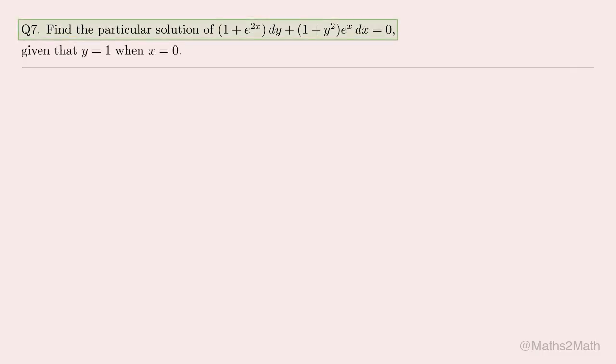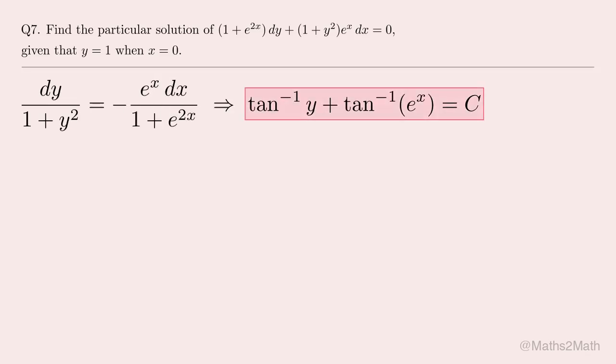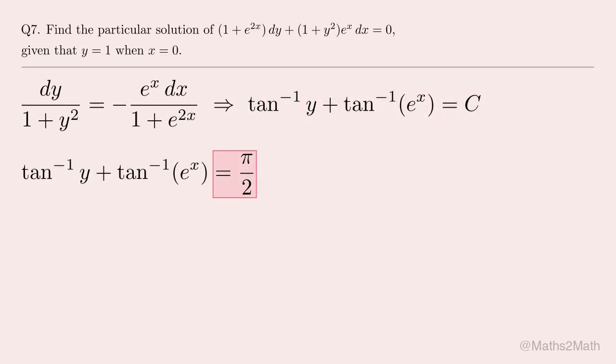Question 7. Arctangents on both sides, one of them in e to the x. The constant works out to a right angle. Separate with t equals e to the x on the right. At 0, 1 both arctangents are pi over 4. C is pi over 2.